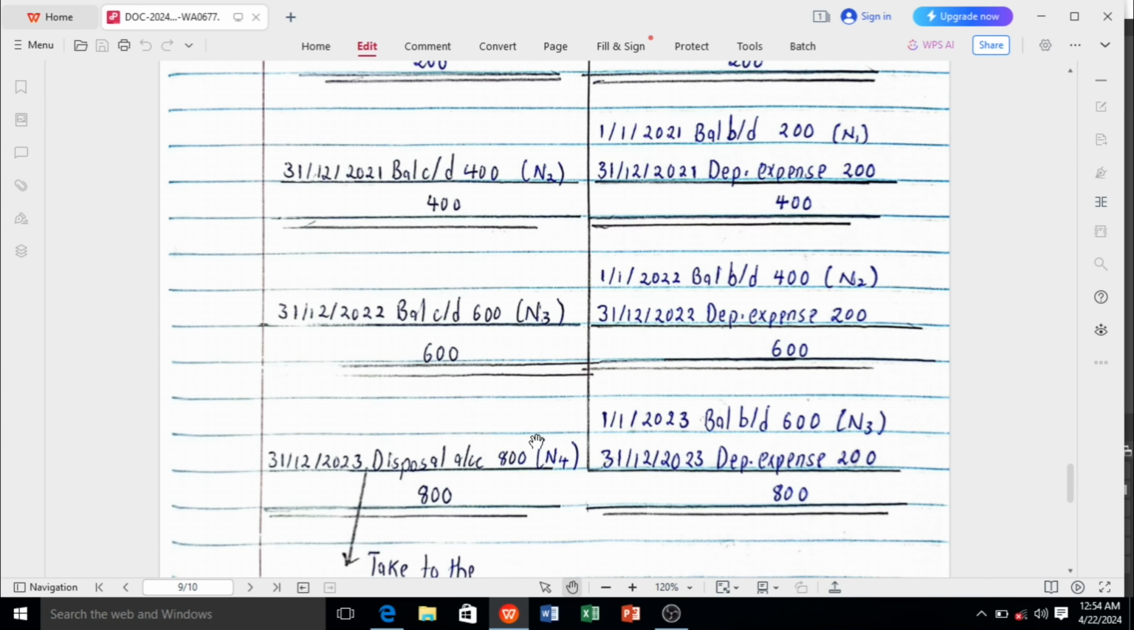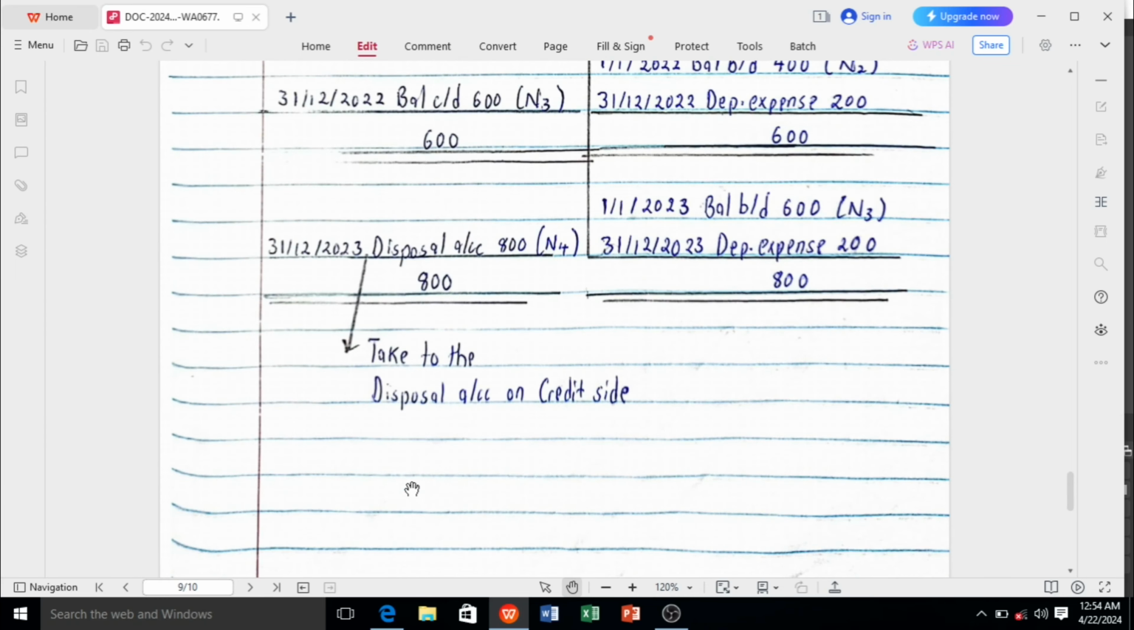But that's not the case. For this question, they charge full year depreciation. So meaning this has to go to the disposal account, but on the credit side.